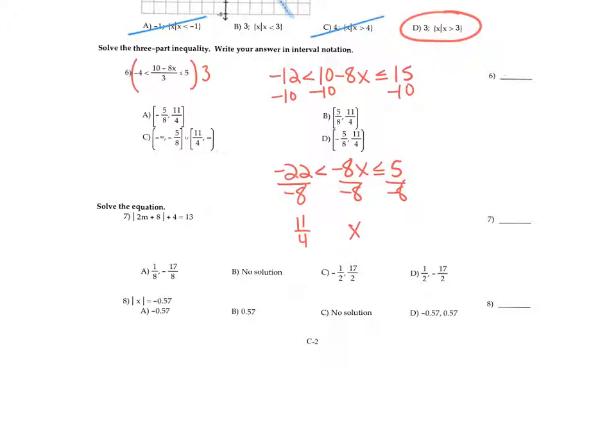The middle will be x, and the last one will be -5/8. Notice that the less than becomes greater than, and less than or equal becomes greater than or equal. Now, my order here is backwards, so I will rewrite it to be -5/8 is less than or equal to x is less than 11/4. So it's always least to greatest. That means I can write a bracket with -5/8 because it's or equal, and 11/4 has a parenthesis. That gives me answer choice D.